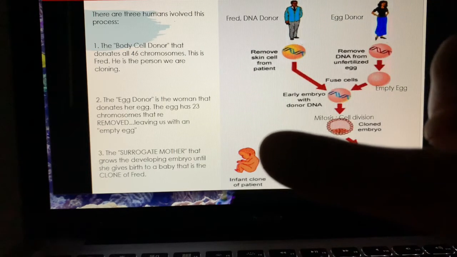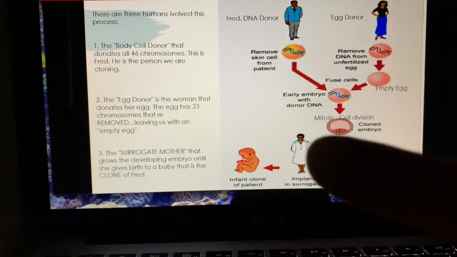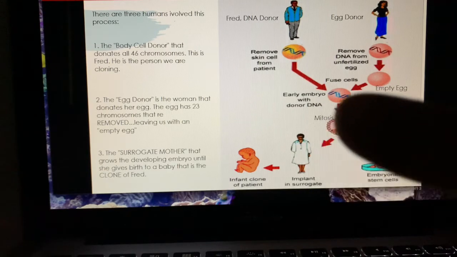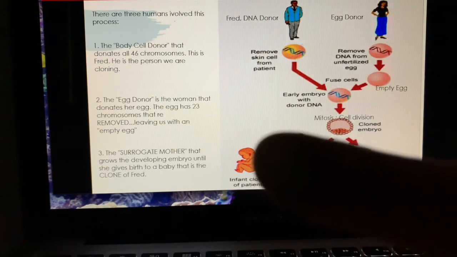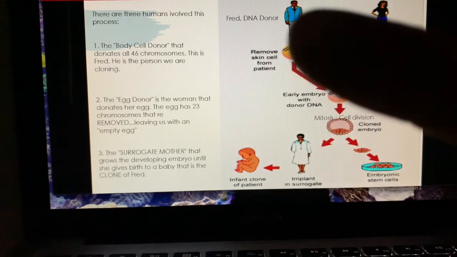Now, does this baby have any of the DNA or any similarities to its surrogate mother? No. Does this baby have DNA that's similar to that of the egg donor? No. All 46 chromosomes came from Fred. So this baby is Fred's clone.